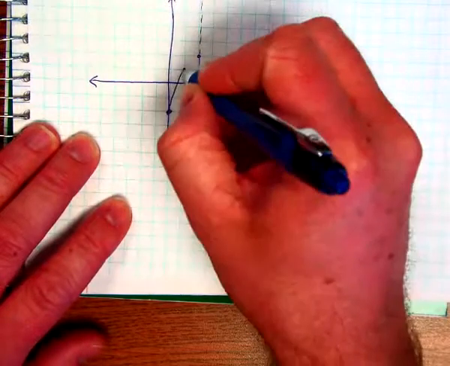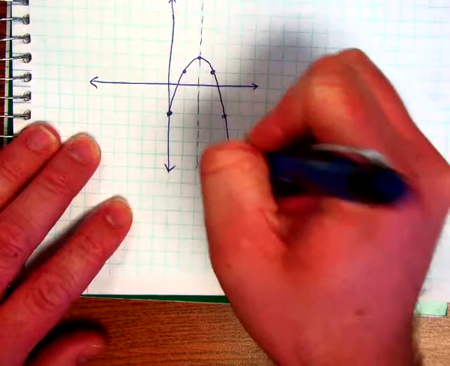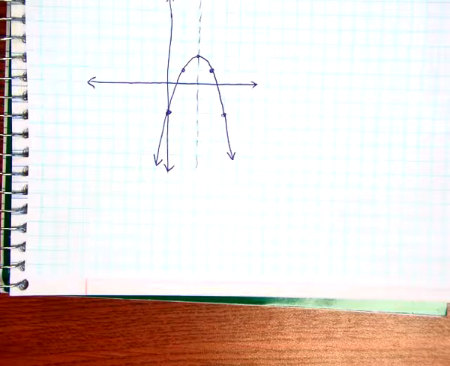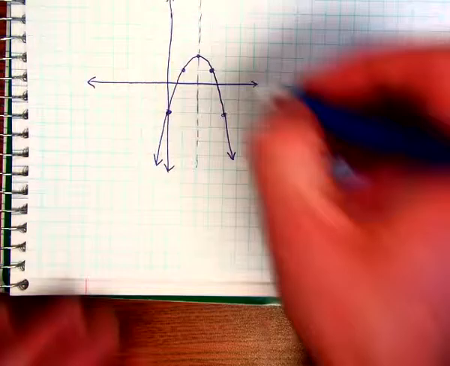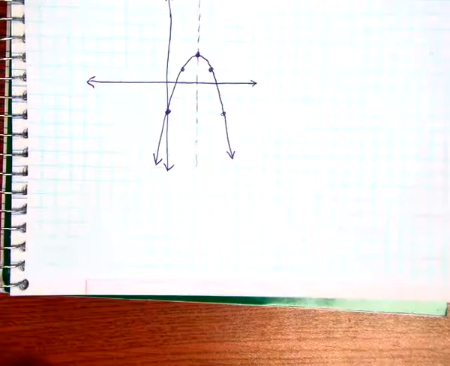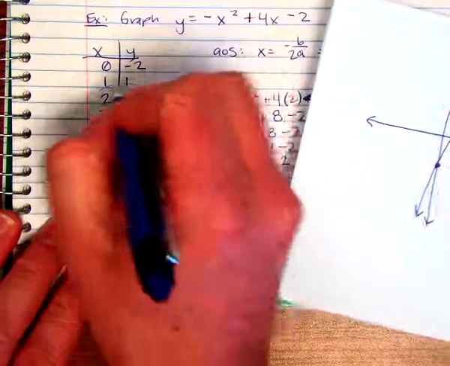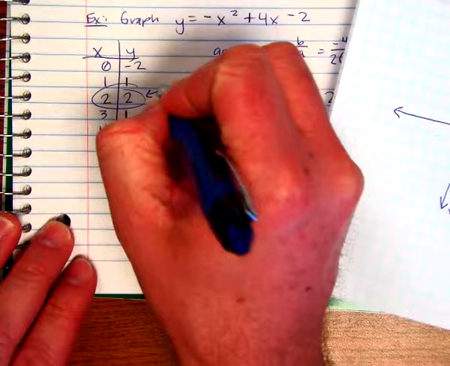Let's go ahead and make a continuous curve. And there we have it. That's our entire problem, start to finish. Our vertex, remember, the tip of this was right in the middle of our table. 2, 2 is my vertex.